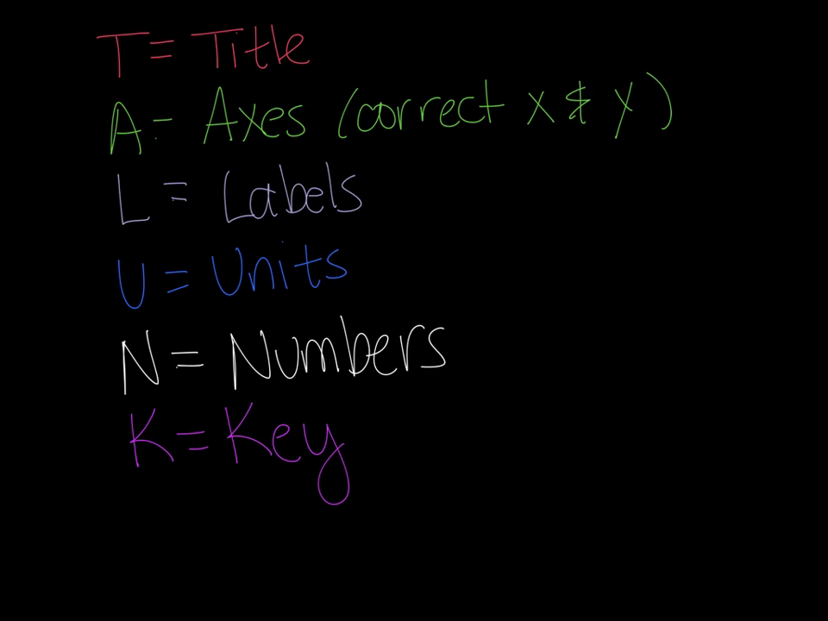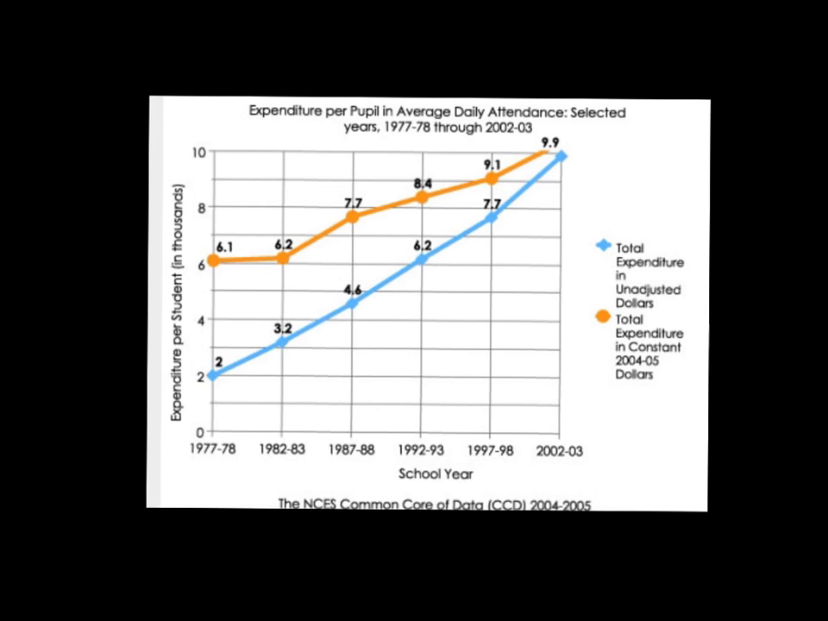Hey everyone, we're going to review graphing and variables today. So on your graphs you need to make sure you have these 6 things: the title, the axes, labels, units, numbers, and a key. Here's an example. So let's point out the different parts.